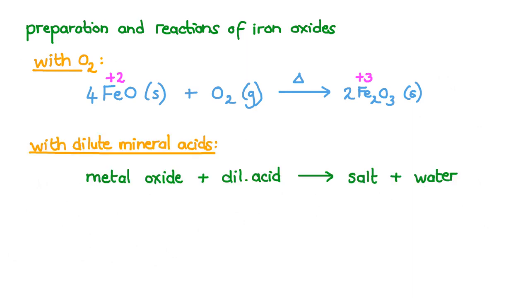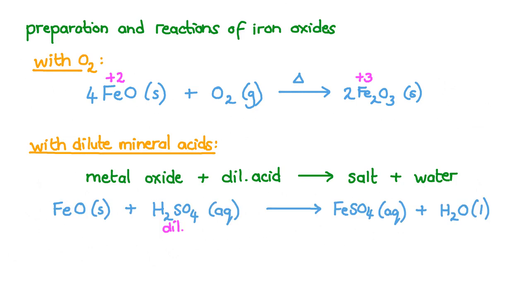Iron 2 oxide can react with dilute mineral acids according to the following general equation. Metal oxide plus dilute acid gives salt and water. For example, iron 2 oxide can react with dilute sulfuric acid. The corresponding sulfate salt is produced, as well as liquid water. Now let's go on to the next oxide, Fe2O3.